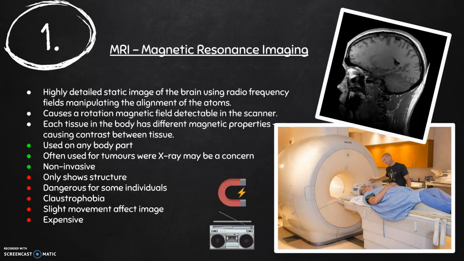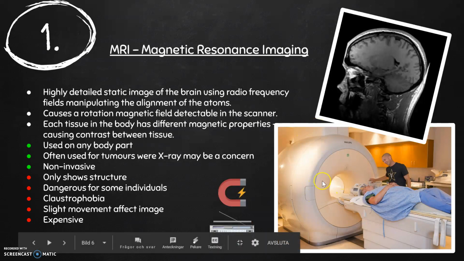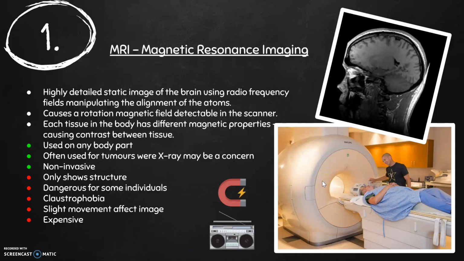The first example is magnetic resonance imaging. This produces a highly static image of the brain. This is done using radio frequency fields, which manipulate the alignment of the atoms. This then causes a rotating magnetic field, which is detectable inside this scanner. Each tissue in the body has different magnetic properties, and this causes contrast between the tissues. This then scans slices, which are assembled using a computer.